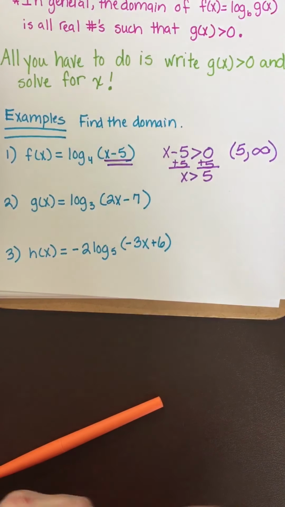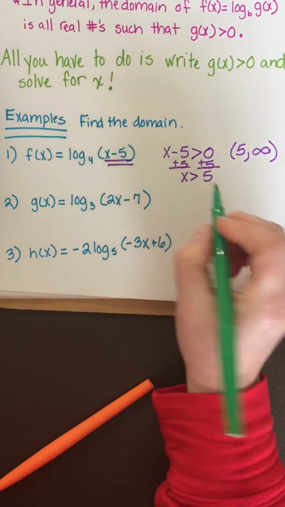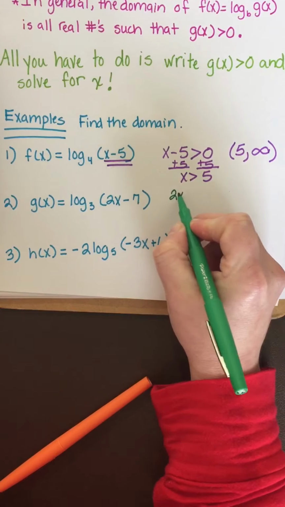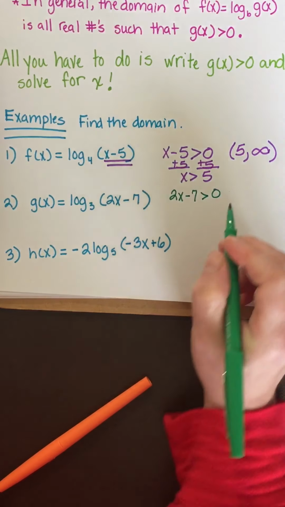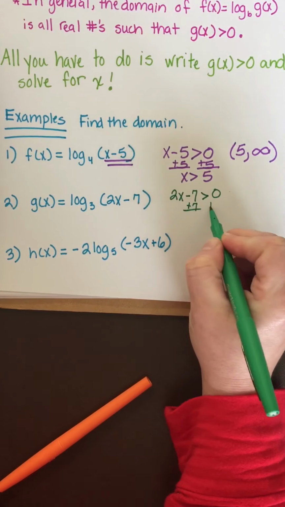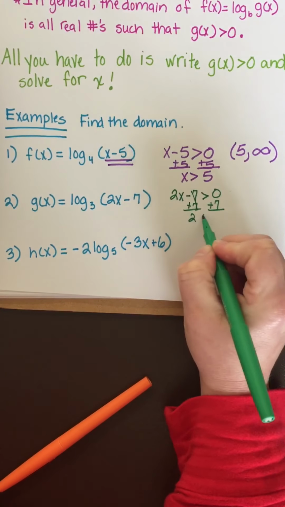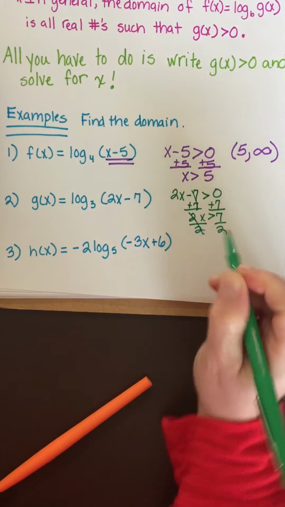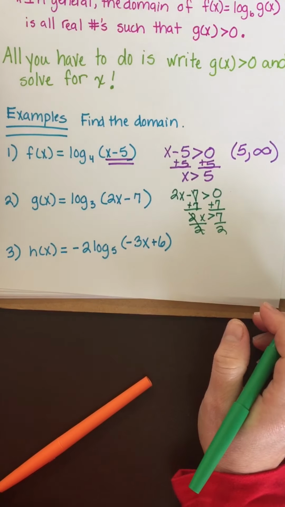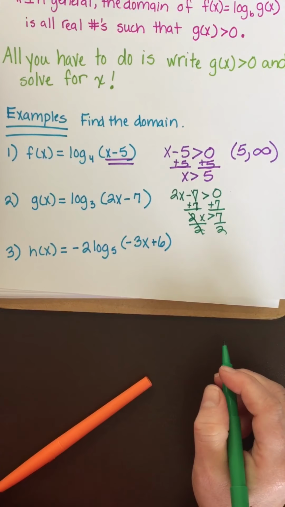We have the log base 3 of 2x minus 7. So all we got to do is take this 2x minus 7, and we want that to be greater than 0. And then we solve. So I'm going to add 7. Here we get 2x is greater than 7. Divide by 2. And you can leave it as a fraction, or if you want to, you can change that to 3.5 as a decimal.